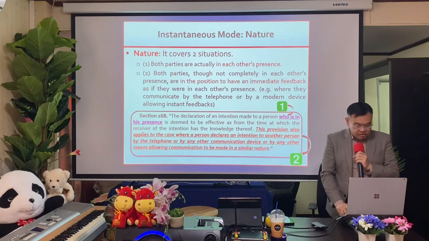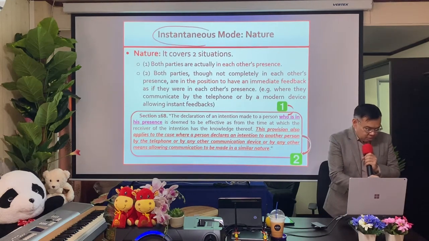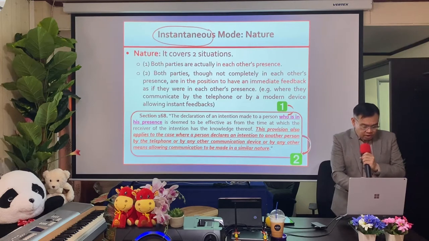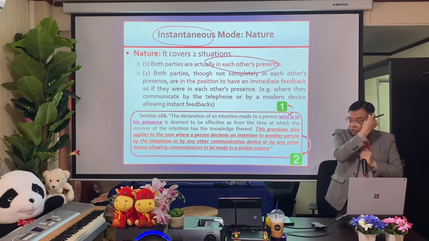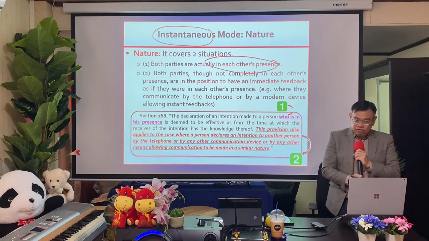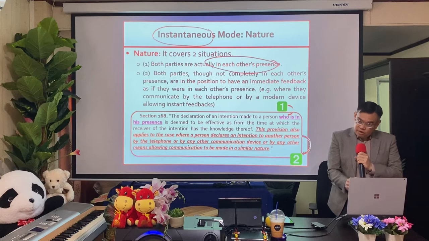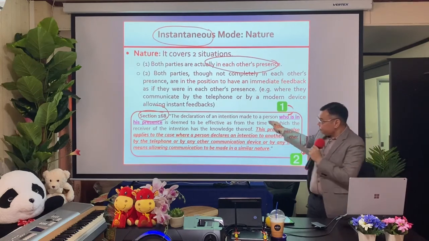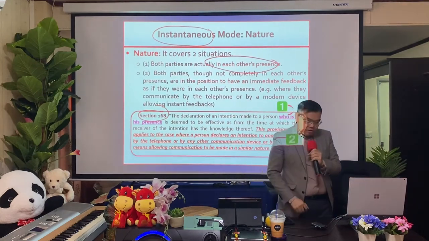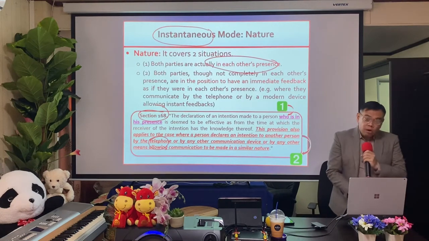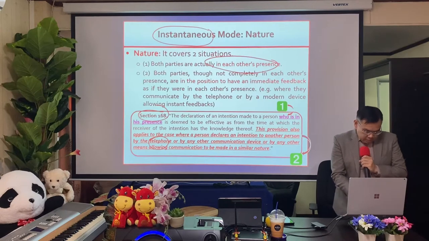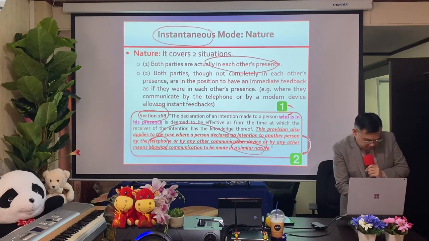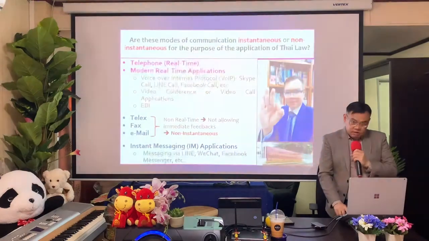We have also seen that with respect to an instantaneous mode of communication, the law covers two situations. The situation where the two parties are in each other's presence, and the situation where the two parties are not strictly in each other's presence, but they are in a position to have immediate feedback. If you look at the second sentence of Section 168, it speaks of communication by telephone, or by any other device, or any communication of a nature similar to the telephone.